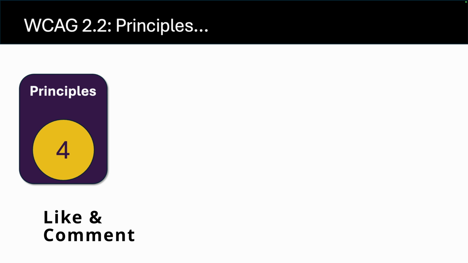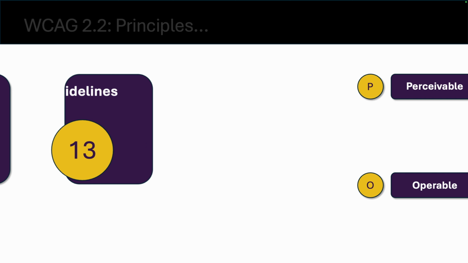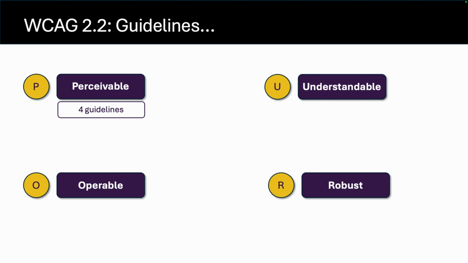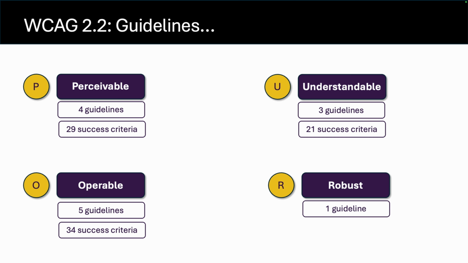Moving on, we have defined there are 4 principles, then we have 13 guidelines. And let's see how these 13 guidelines are broken into different principles. So under perceivable, you have 4 guidelines, 29 success criteria. Under operable, we have 5 guidelines, 34 success criteria. Understandable has 3, 21 success criteria, and robust has only 1 guideline with 2 success criteria. Now, you are not required to learn or cram all of these by heart. Okay, this is just for your awareness how these are getting divided further.